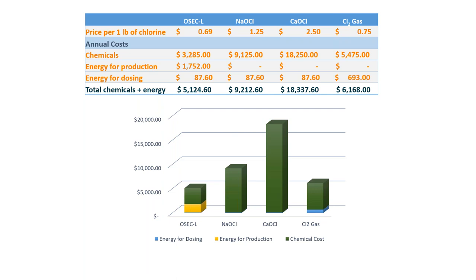Whereas if you're buying in bulk, there is no energy required to produce, as you're already buying it ready-made from the supplier. As for energy for dosing, for each method you will definitely need dosing equipment, such as a dosing pump, to dose the chemicals into the treatment. We have considered that in our cost as well. Based on our estimation, we noticed that using sodium hypochlorite generated by our system is much cheaper than buying chemicals in bulk.